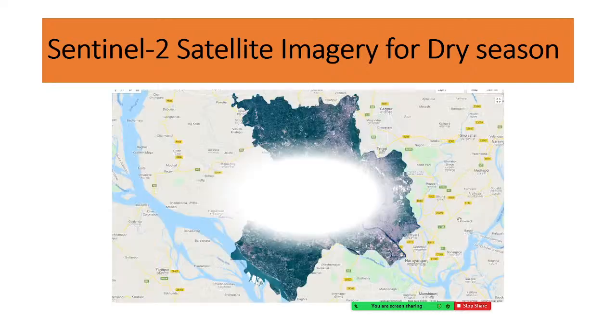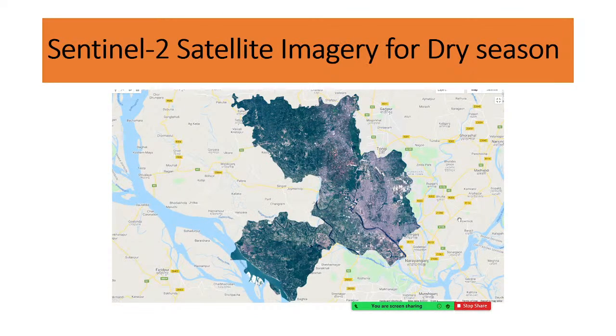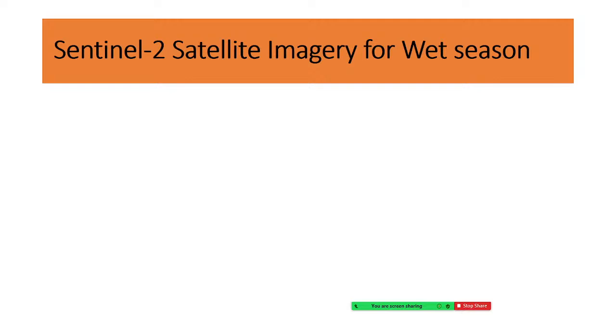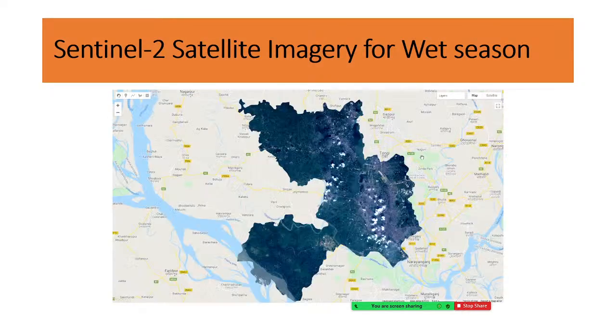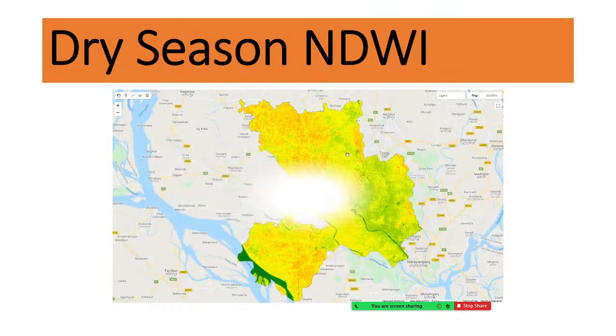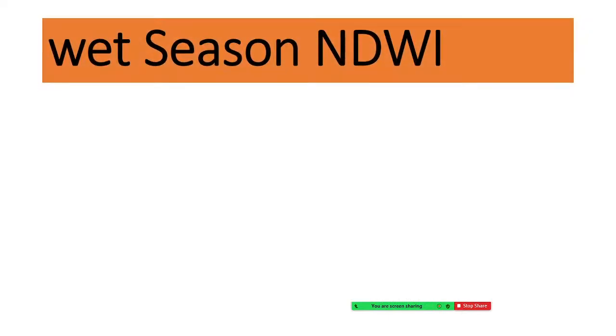Suppose you can see this is a satellite image for the dry season for the Dhaka district. After this I also show you the wet season image. In the wet season image, you can see some cloud pixels are available here, but Google Earth Engine has some tools that we can easily use for removing the cloud. Then I also show you how you can easily calculate the dry season NDWI. You can see there is a dry season NDWI, and also the calculated wet season NDWI.